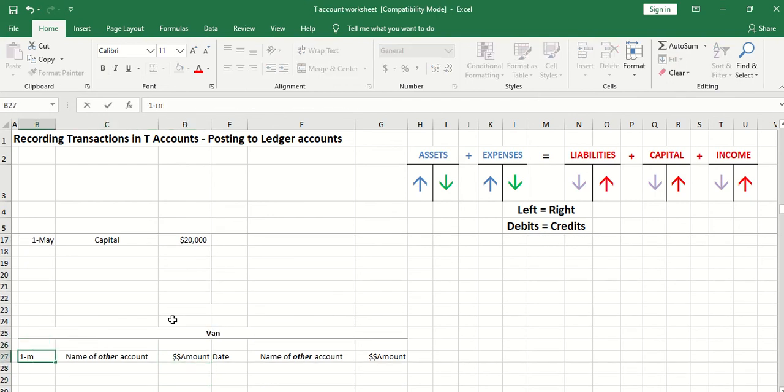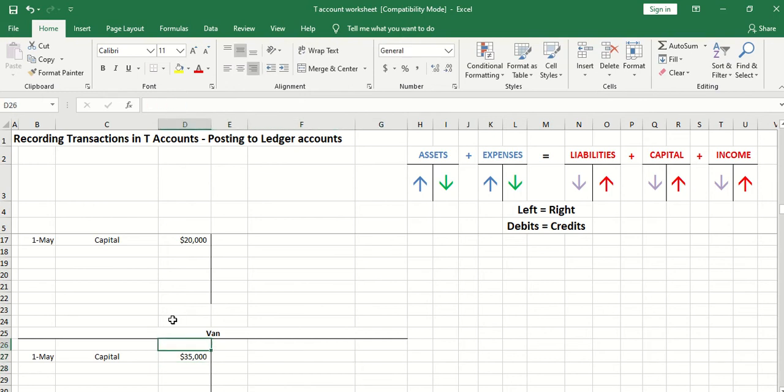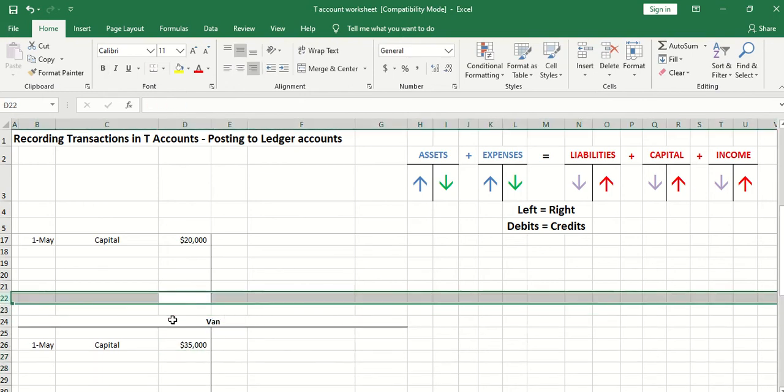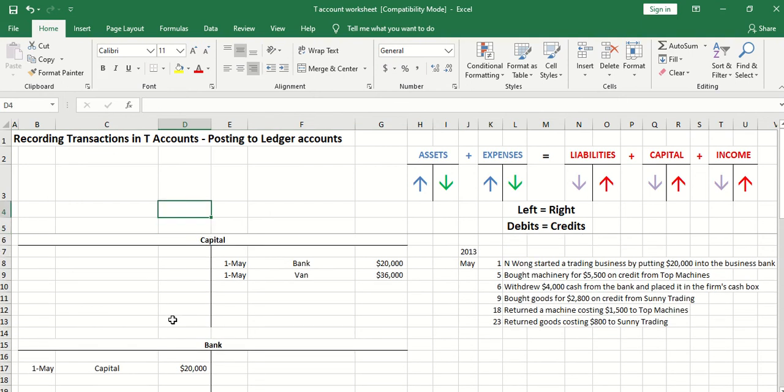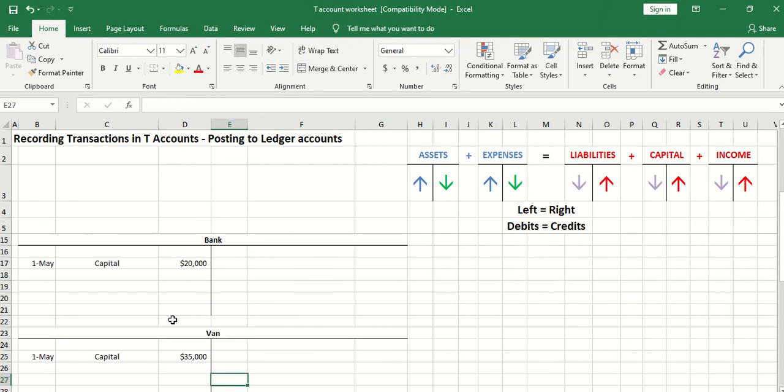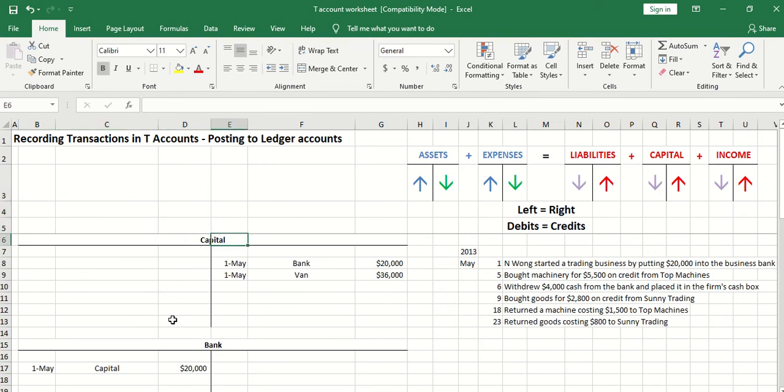Van, 1st of May, capital, $36,000. Okay, so I've got an entry up here for capital of $36,000 for van, and then I've got an entry down here for van of $36,000. So I have an entry on the left-hand side for $36,000, and I have an entry on the right-hand side for $36,000, and so my transactions will balance. Everything is okay, and I can keep proceeding.